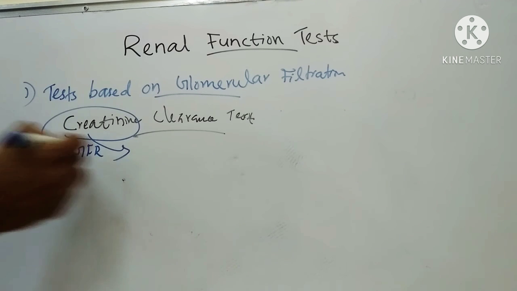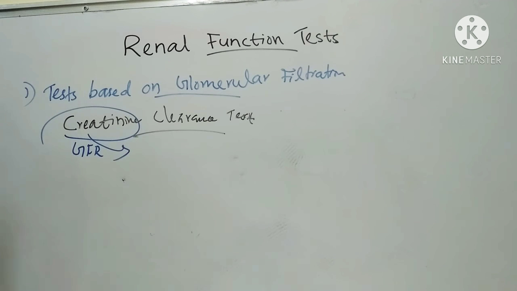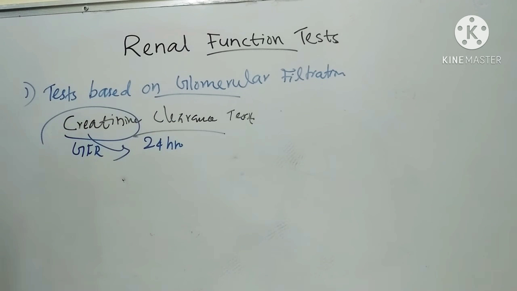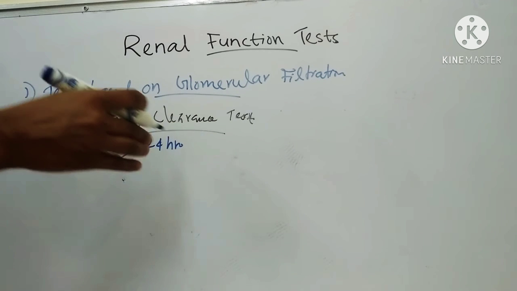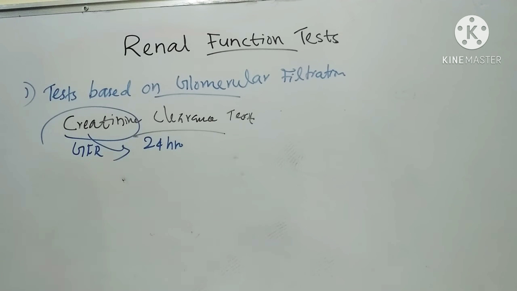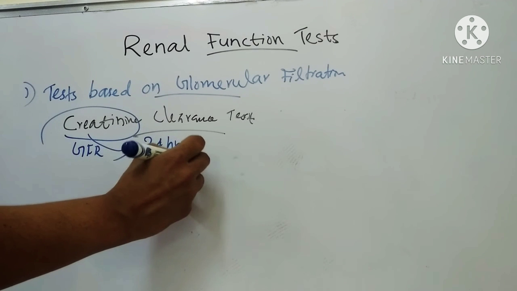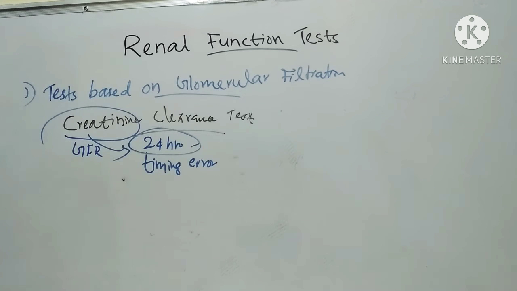And the estimation of creatinine is simple. That is the creatinine clearance test. Here, measurement of 24-hour excretion of endogenous creatinine is used. In the creatinine clearance test, 24-hour excretion of endogenous creatinine is used. This longer collection period minimizes the timing error.